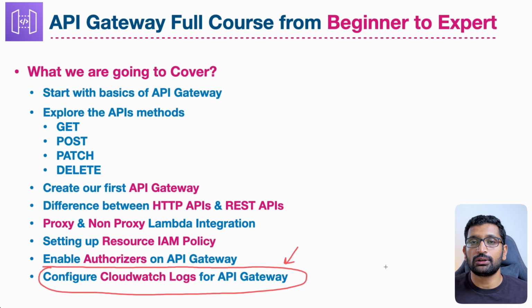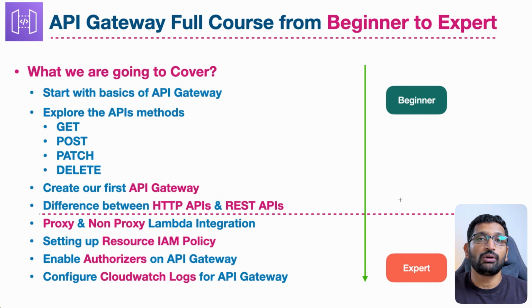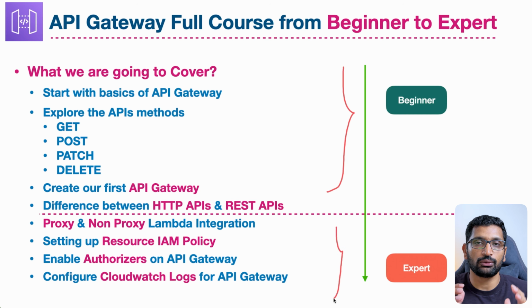And finally, we are going to set up the CloudWatch logs so that we can see the logs of our APIs which we have developed in our API gateways for troubleshooting and development purposes. So that's how I have structured this particular course, and this particular quadrant is for beginners, where you will know how to work with the API gateway, and this particular lower quadrant is where we are going to configure the API gateway in a way that it is ready to use for a production deployment.